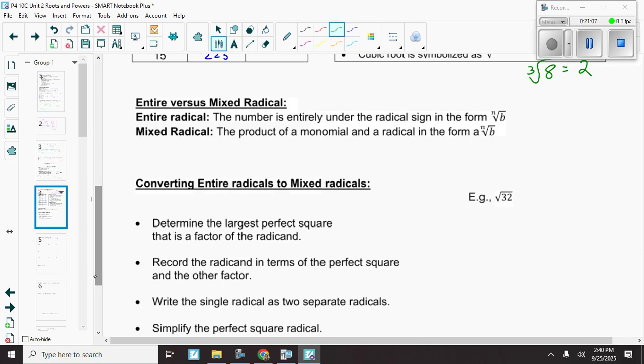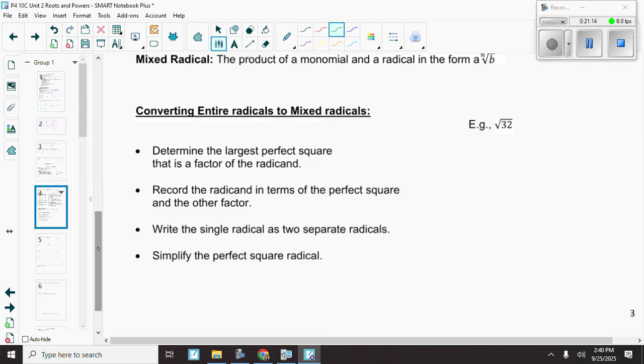Okay, I'll come back to the entire versus mixed in a second, because I want to go through an example first.